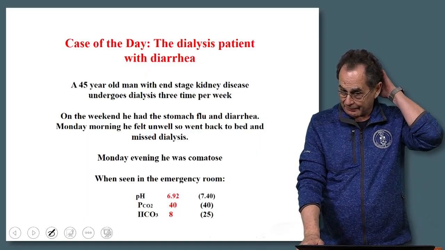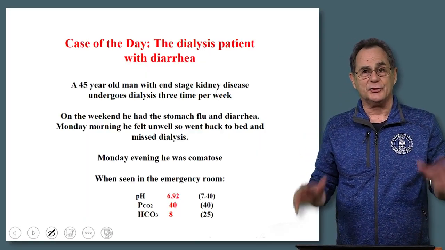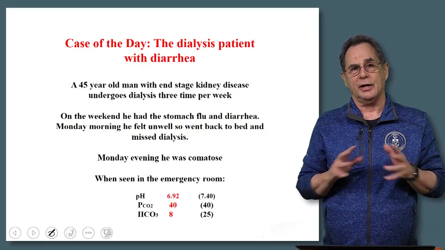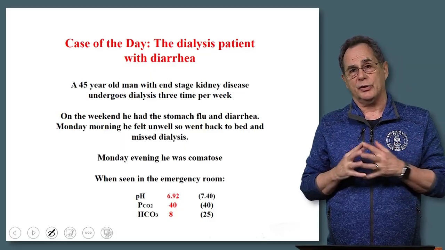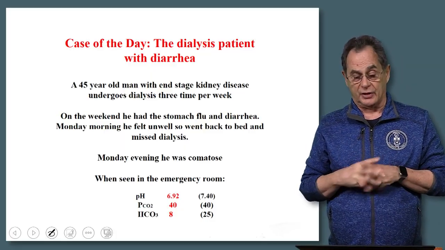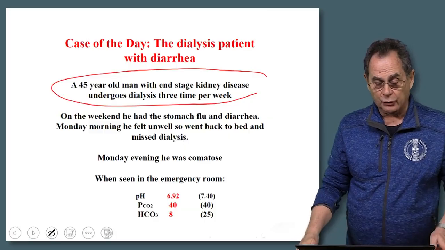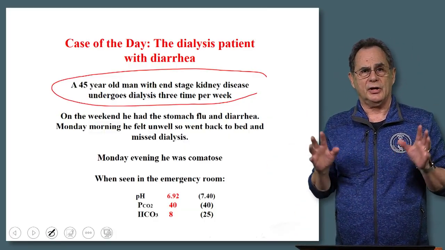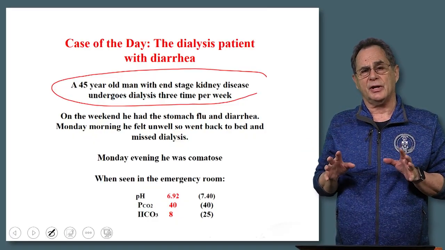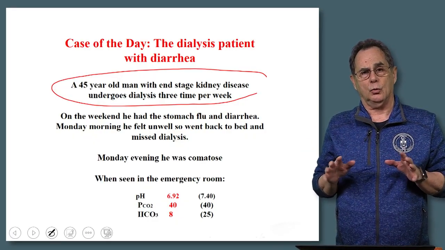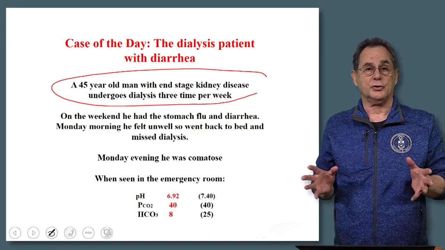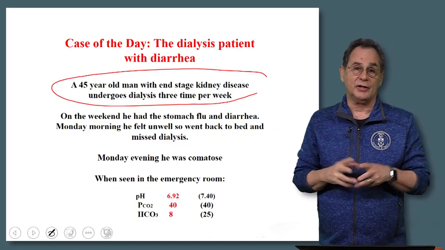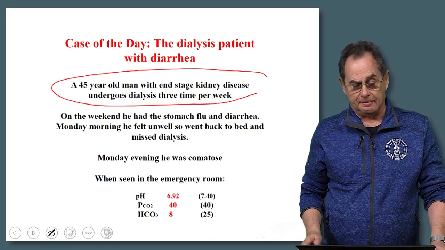So here's the case of the day. This is a dialysis patient with diarrhea. This is one of my nightmares that I see with some unfortunate regularity at the hospital in the patients with end-stage kidney failure on dialysis that I look after. A 45-year-old man has end-stage kidney disease. That means he's had a disease process that has damaged his kidney to the extent that he cannot maintain his health with a low level of kidney function, and he requires dialysis, and at 45 years of age would undoubtedly be listed for transplant.